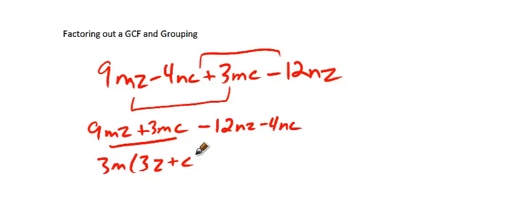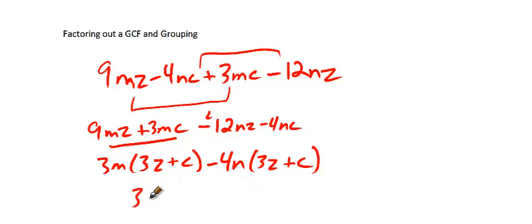plus c. And then the second pair, it's a 4, but remember when I said that this number out front's negative? We're going to take a negative 4n out. Then we get the 3z plus c. And now everybody's happy. 3z plus c is my one factor, and the 3m minus 4n is my other. You can always FOIL to check them if you'd like to, but that's the main thing.